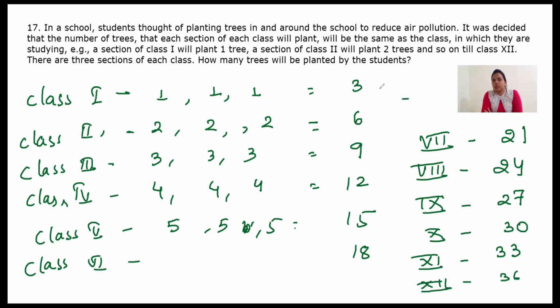So now clearly you can see this is forming an AP. 3, 6, 9, 12, 15, 18, and the common difference between 2 consecutive terms is 3. So this is an AP. We have to find how many trees will be planted by the students. Means we have to find the sum of the number of trees of all the terms. So it's very easy. We can do it.